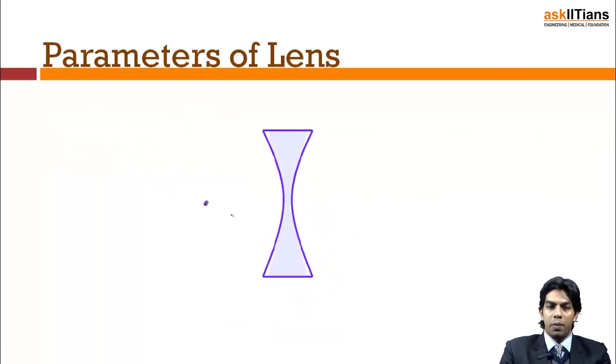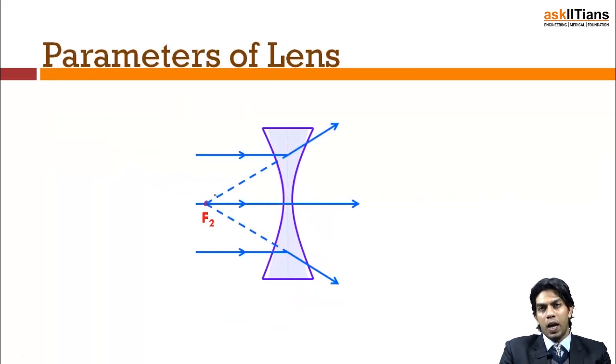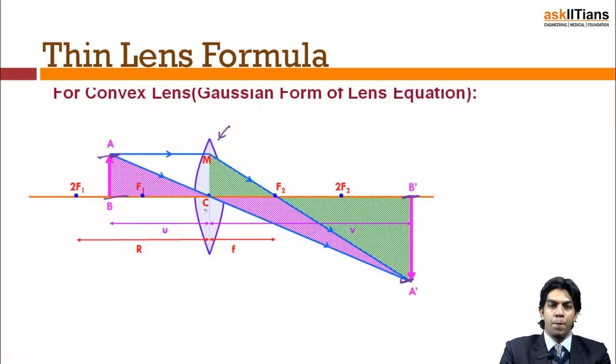Again, for a concave lens it will be different. Again, an imaginary point: the object is placed at infinity, and the image is formed at that particular point. And F2 is the second principal focus for a concave lens.